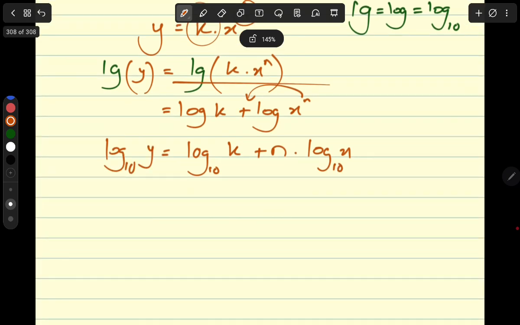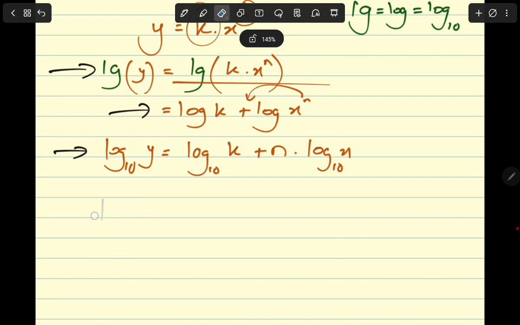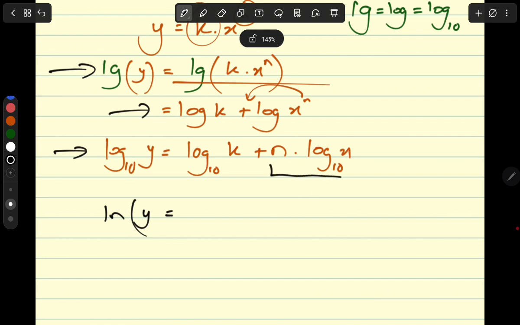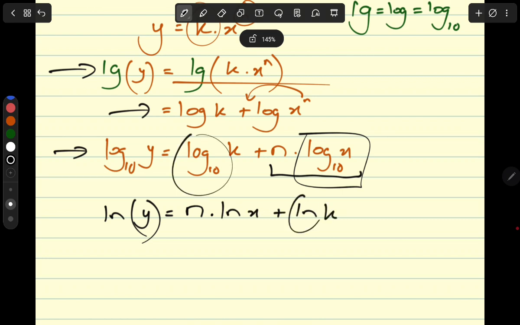Now I will bring the lg again, and I'm doing it just because I want you guys to get accustomed to the fact that lg is the same as log base 10, right? Now, easiest is lg, of course, and I can just remove this lg and introduce the natural logarithm as well, right? So ln. So ln y is the same as, now let's put it in the same y equals mx plus c form. So this is our variable. So ln y equals the gradient, which is n, the coefficient of this variable, ln x, plus ln k.